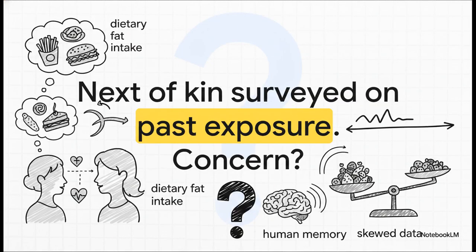Okay, try this one. Next of kin are surveyed about the dietary fat intake of family members who unfortunately died of sudden cardiac death, compared to the family members of those who did not. What is the primary methodological concern here? Think deeply about how relying on human memory to look backwards might skew your data.